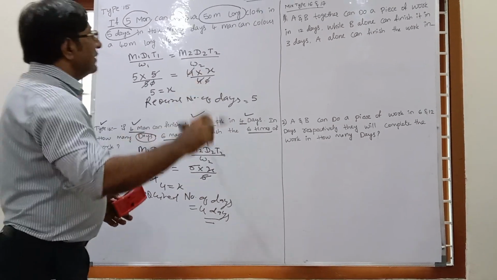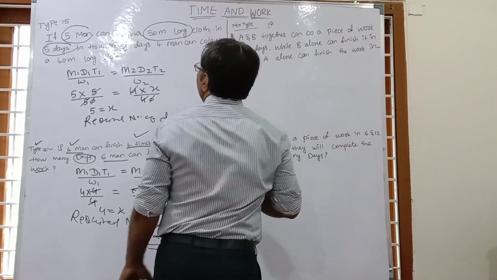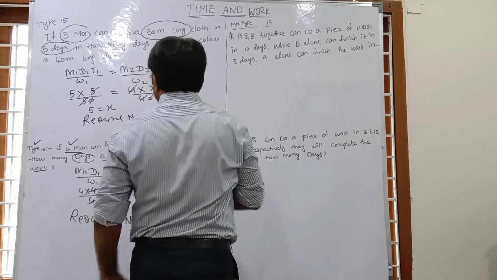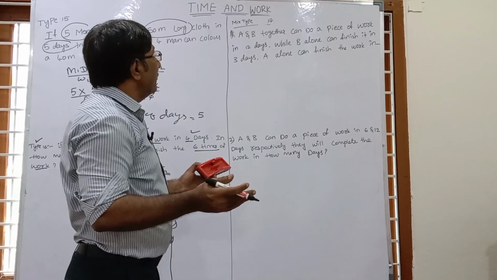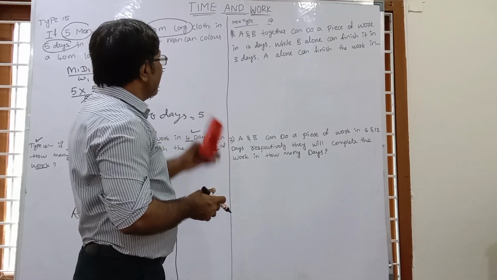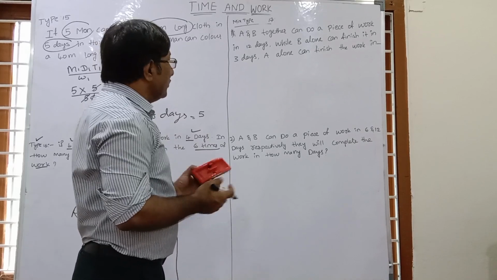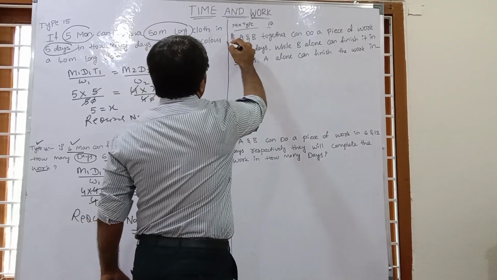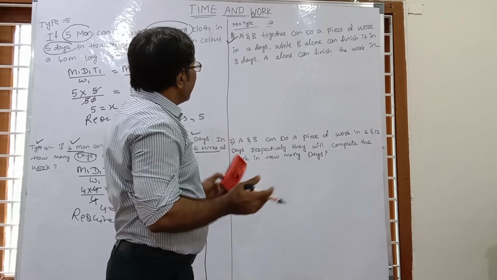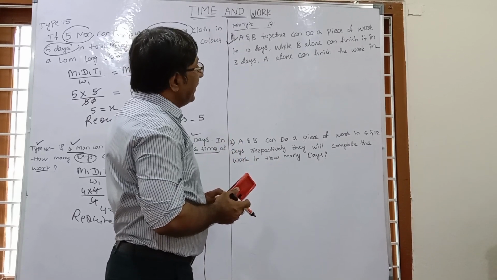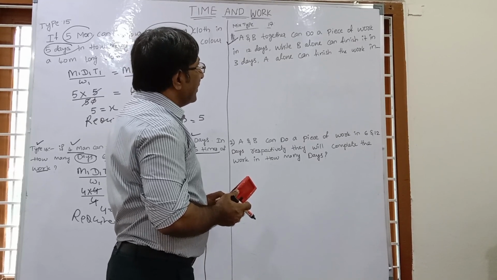Now you see, this is a mixed type question, that is type number 17, mixed type questions. We have done up to 16 types of questions from time and work. Now we are solving a mixed type question. So this is the first question. A and B together can do a work in 12 days, while B alone can finish it in 3 days. So A alone can finish the work in how many days?